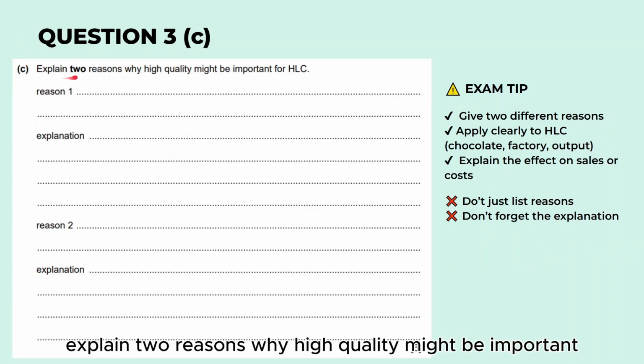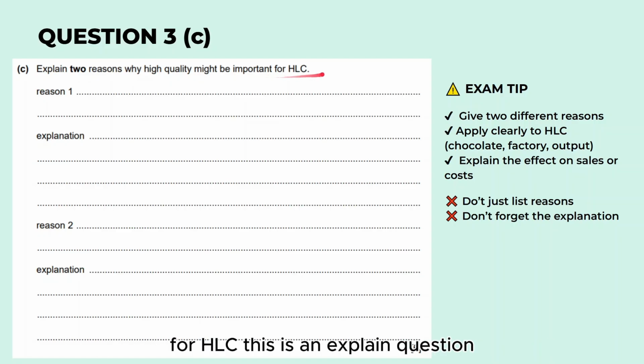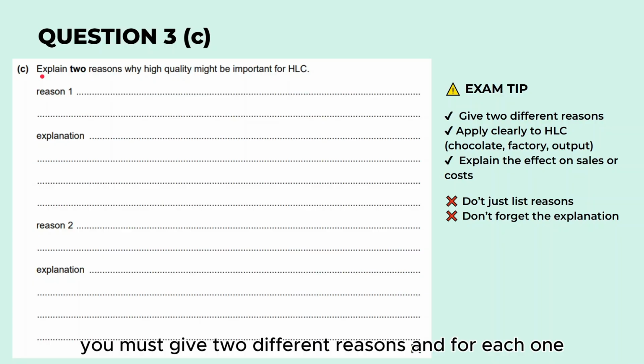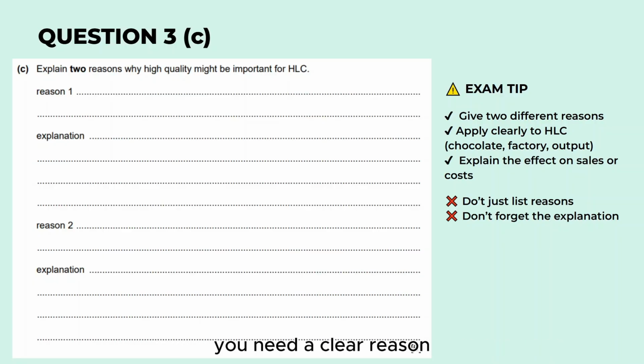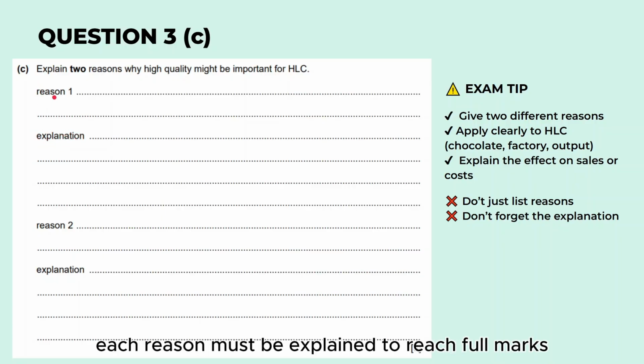Question 3c. Explain 2 reasons why high quality might be important for HLC. This is an explain question, which means it takes AO1, knowledge, AO2, application, and AO3, analysis. You must give 2 different reasons, and for each one you need a clear reason, application to HLC's chocolate factory, and a developed explanation showing the impact on the business. Simple statements are not enough. Each reason must be explained to reach full marks.